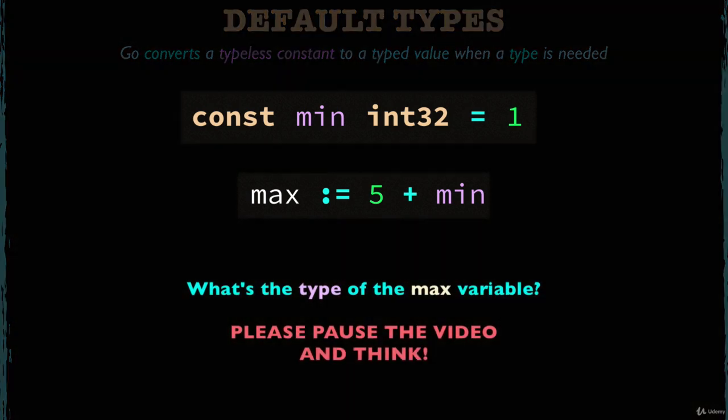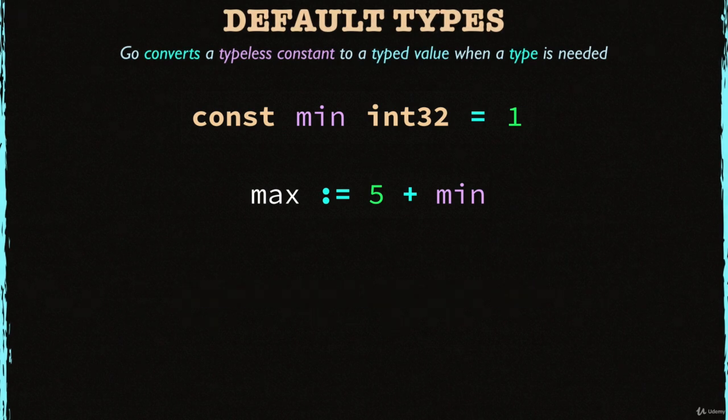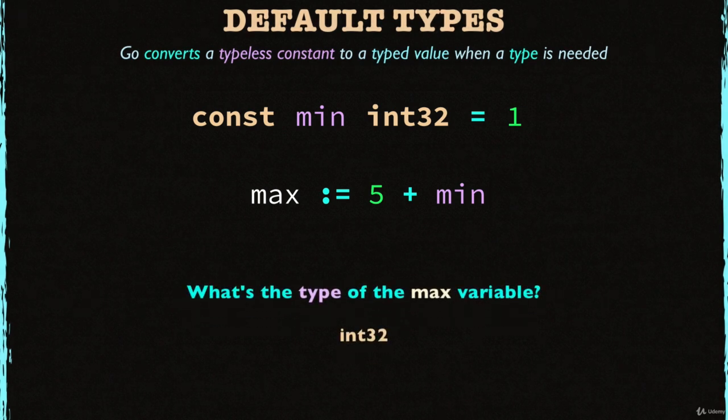Okay, here is a quick question. What is the type of the max variable? Please pause the video and think about it. Alright, here is the answer. It is int32. Why? Let me explain.